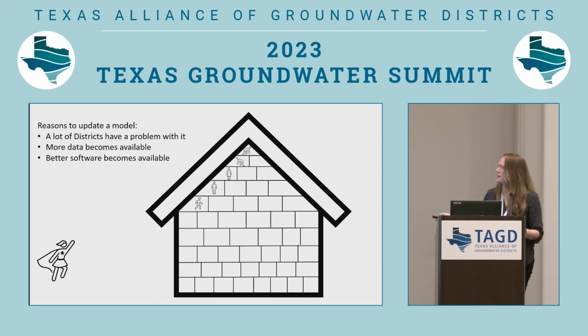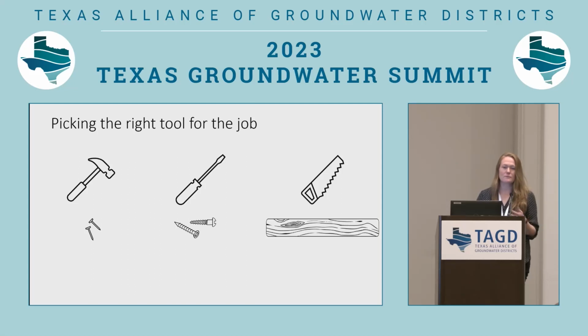If everyone in this area has problems, we're like, oh, we need to look at that roof. Maybe there's a boundary condition that's weird or something. If more data becomes available or better software becomes available, maybe we can get a better calibration for this model. So those all would be good reasons to update it. But sometimes it's also just not the right tool for the job.